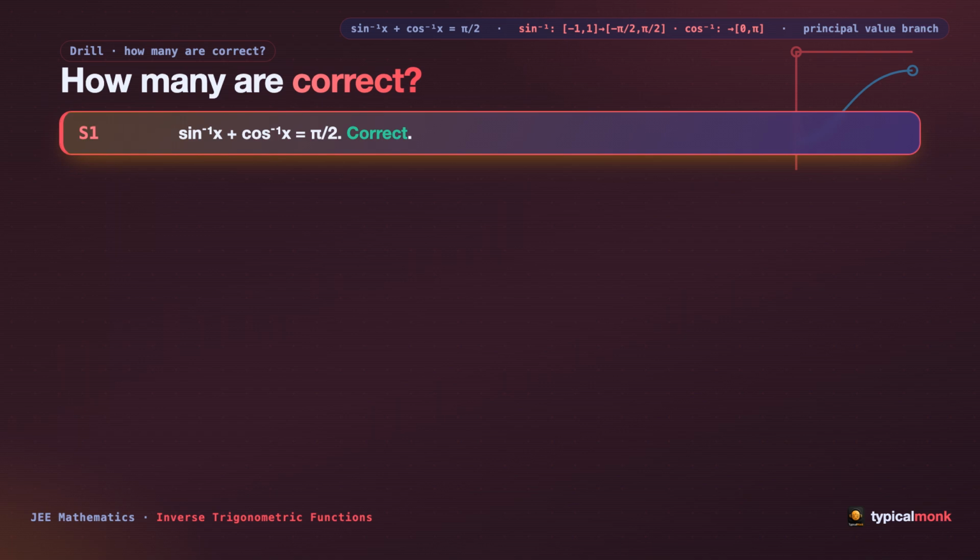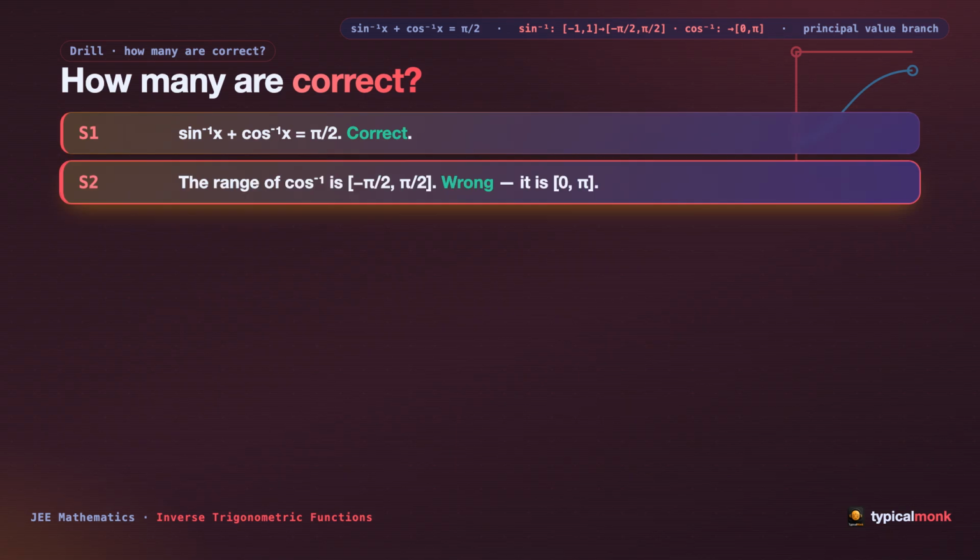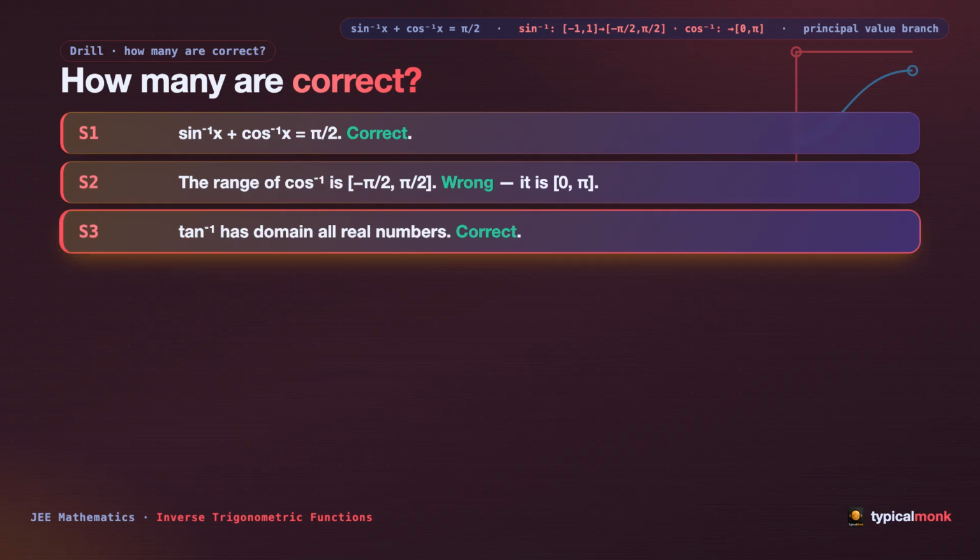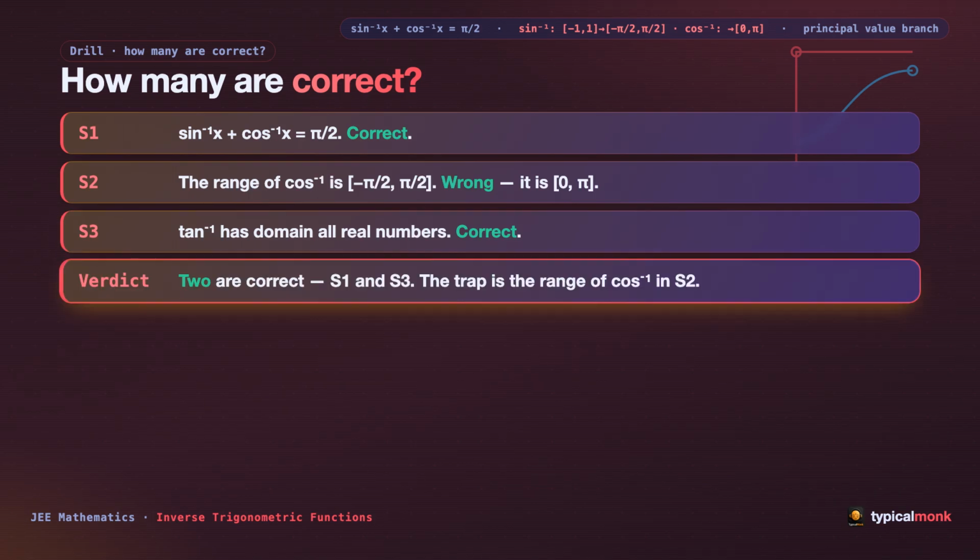Now, how many of these statements are correct? Statement 1. Sine inverse x plus cosine inverse x equals pi by 2. Correct. Statement 2. The range of cosine inverse is minus pi by 2 to pi by 2. Wrong. It is 0 to pi. Statement 3. Tangent inverse has domain all real numbers. Correct. So, the answer: 2 are correct.